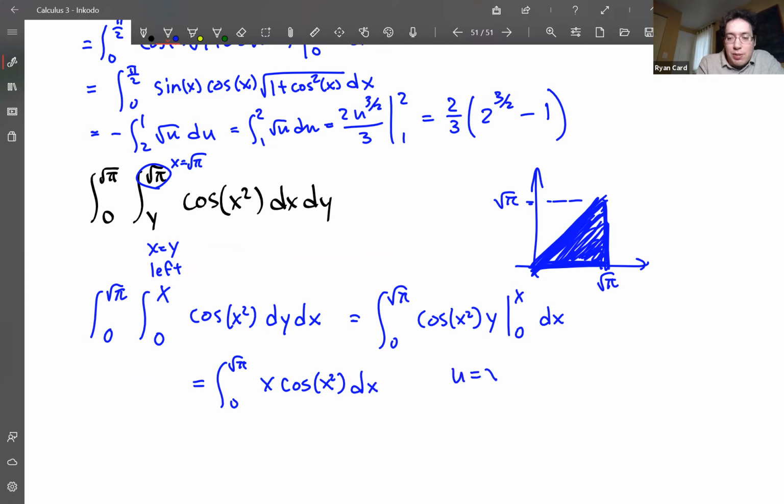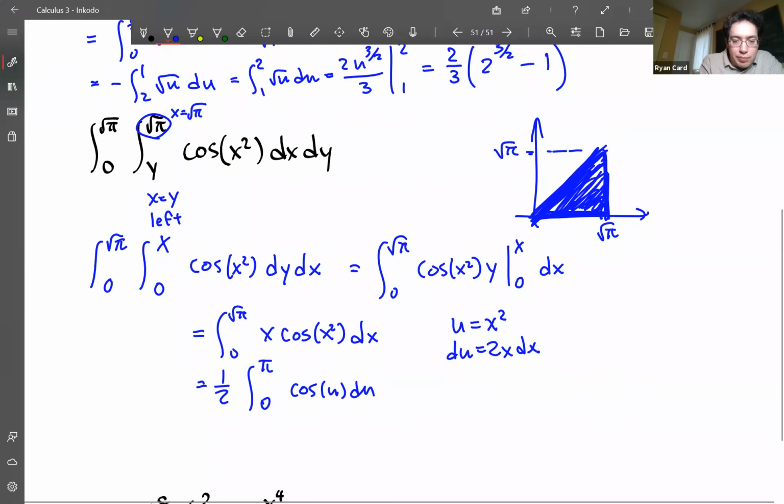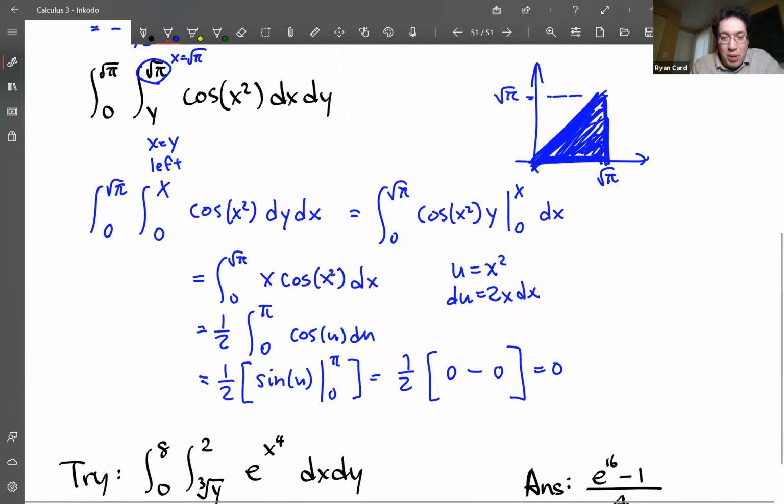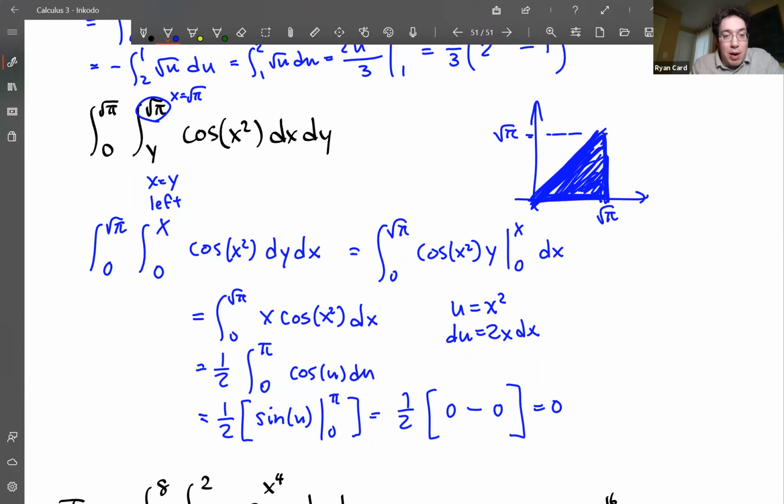And then again, using substitution is the thing that works here. We'll get 1/2 cosine of u du. If x is equal to 0, then u is equal to 0. If x is equal to square root of pi, then u is equal to pi. The antiderivative of cosine is sine, from 0 to pi. So sine of pi is 0, and sine of 0 is 0. So I guess we just get 0. So that's that problem.